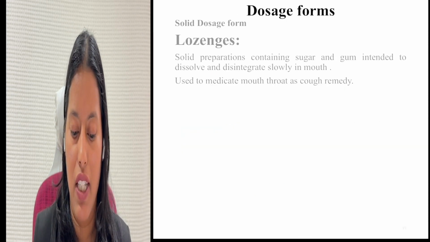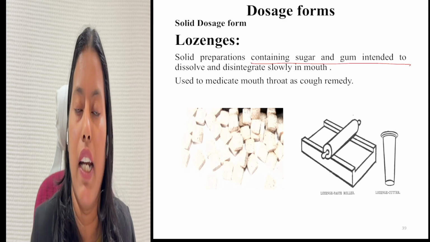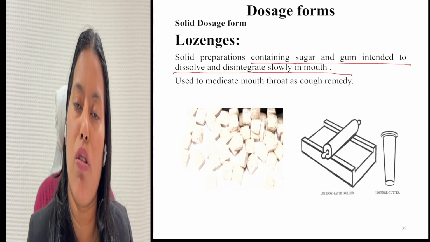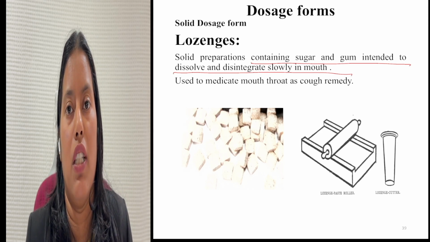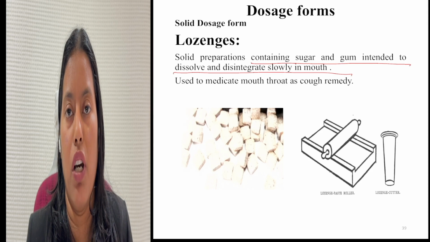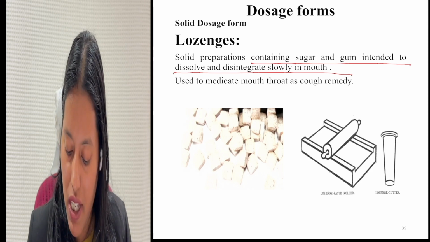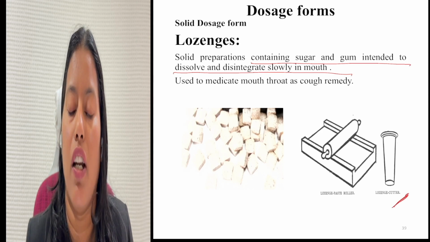Next you have is the lozenges. These lozenges are a sugar and gum based formulation that dissolves and disintegrates slowly in the mouth. How to prepare these lozenges? The drug is mixed with the sugar and gum, and a wet mass is prepared. And you can see you have the roller board and the lozenge cutter.